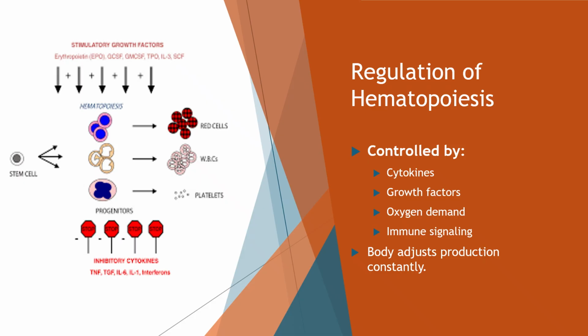From a histotechnology perspective, this regulation explains why marrow cellularity changes dramatically between patients. Infection, we'd see hypercellular marrow. Chronic disease, we'd see suppressed erythropoiesis. Chemotherapy, we'd see marrow shutdown. So when you look at a marrow biopsy, you're really seeing the outcome of signaling biology, not just cell morphology. Key takeaway: the body continuously adjusts blood cell production minute to minute based on physiologic need.